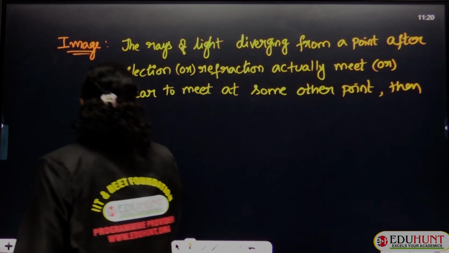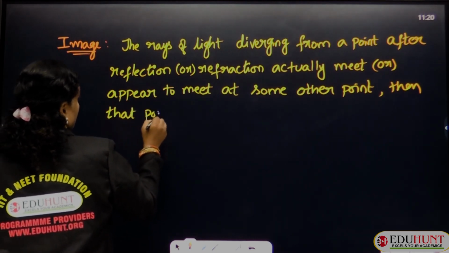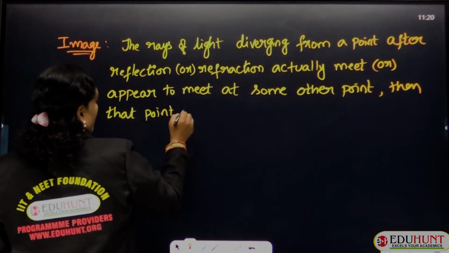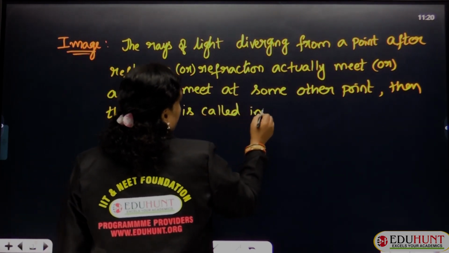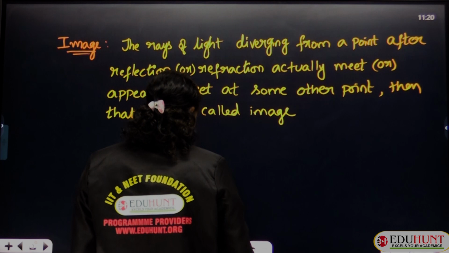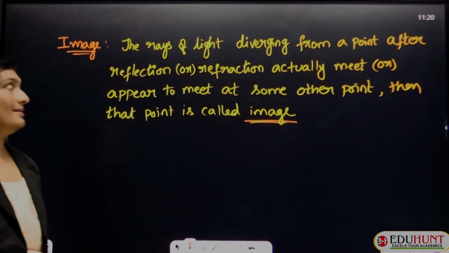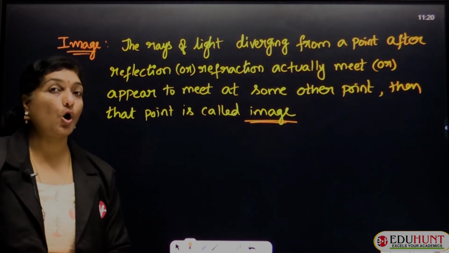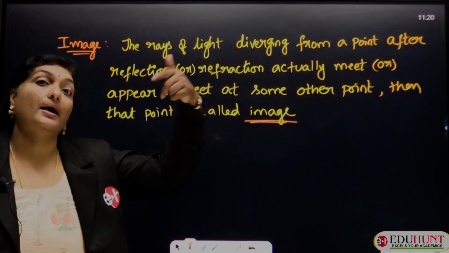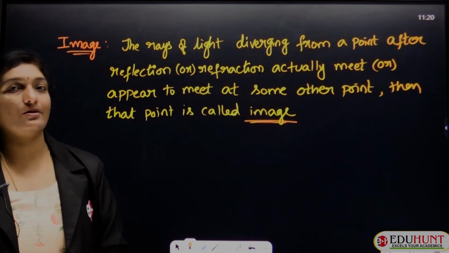Then that point itself is called image. I hope you understood, children. So what is image? The rays of light diverging from a point actually meet or appear to meet at some other point. Then that particular point is called an image.